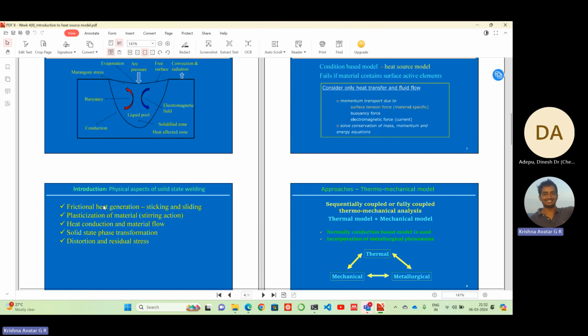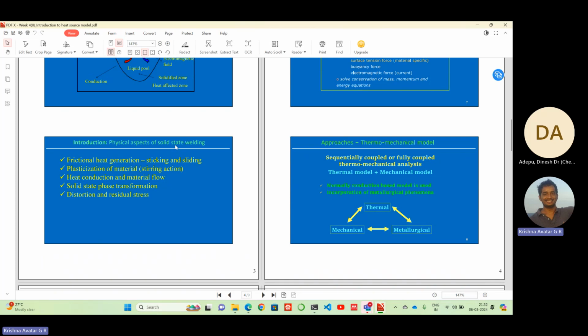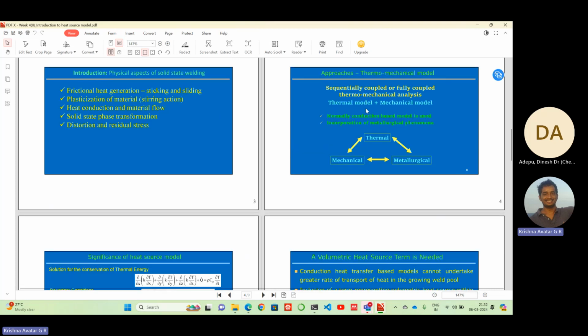Then we have the physical aspects of solid state welding: frictional heat generation, sticking and sliding, plasticization of the material, then heat conduction, material flow, solid state phase transformation, distortion, and residual stresses. And how can we model it? We can use sequentially coupled or fully coupled thermomechanical analysis, a thermal model plus a mechanical model.